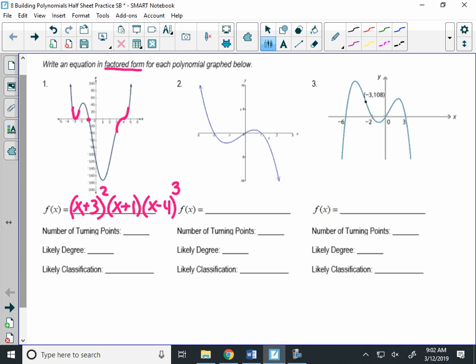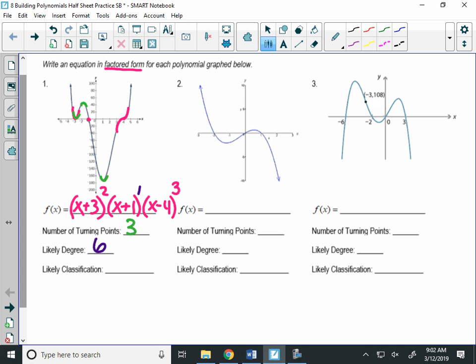This graph, the number of turning points would be 1, 2, 3 turning points. Now, the likely degree here, yes, you can go based off of the turning points, but count the multiplicities that you wrote in your factored form. I have 3, 1, and 2. Well, 3 plus 1 plus 2 is 6.